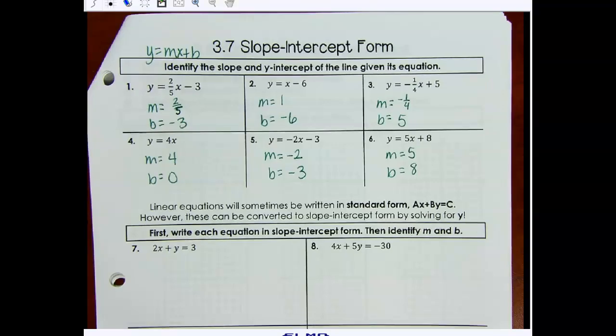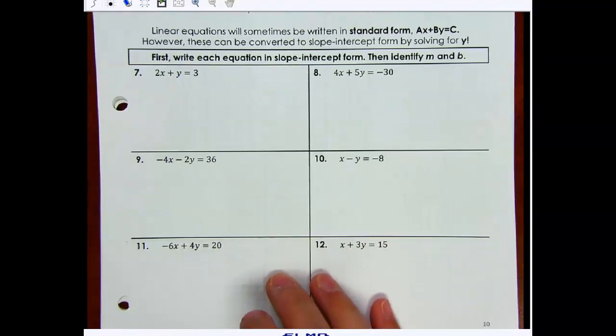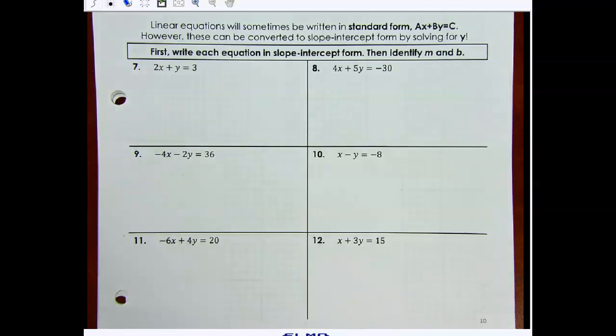All right, in the next section, we're going to do some converting. So this says linear equations will sometimes be written in standard form, ax plus by equals c. However, these can be converted to slope-intercept form by solving for y.